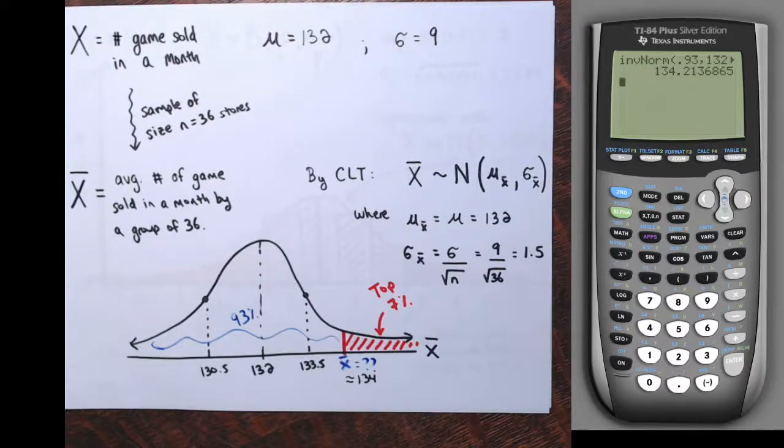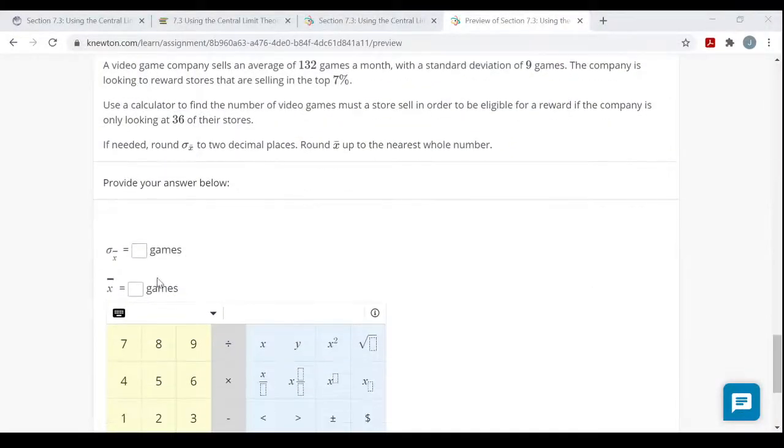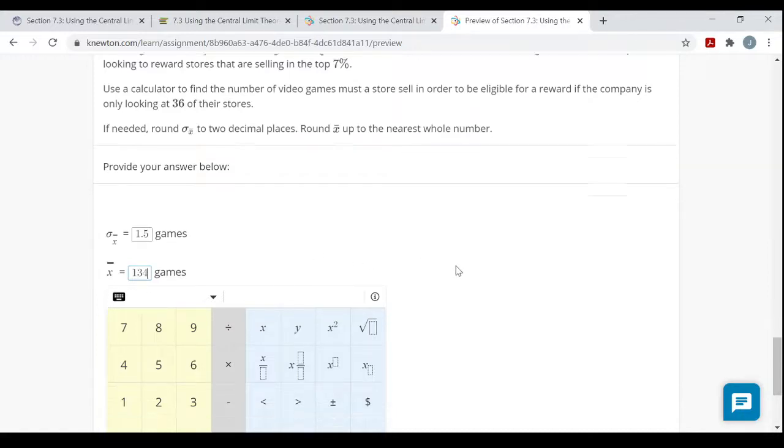All right, so back here. They wanted us to enter, what's the standard deviation of this new distribution, the distribution of the means? That was 1.5 we saw, 9 divided by 6. No need to round it to 2 decimal places because it said if needed, but we don't need to. And then what is that x bar? What is that value with the 7% above it? So you would need to sell at least 134 games, 134 games or more to be in the top 7% of these stores.